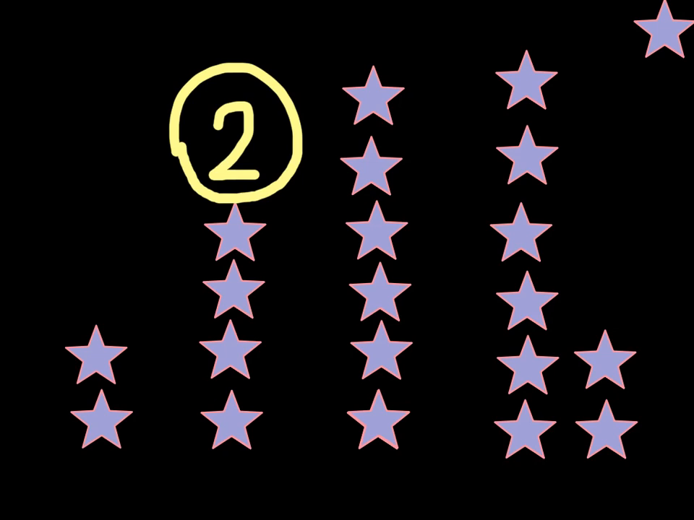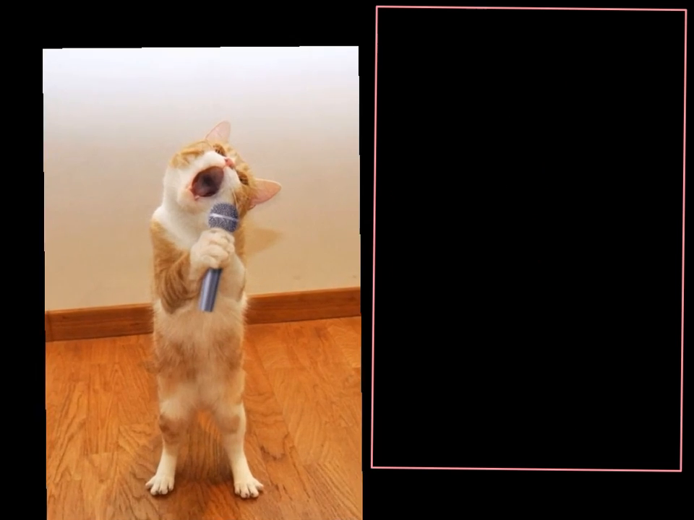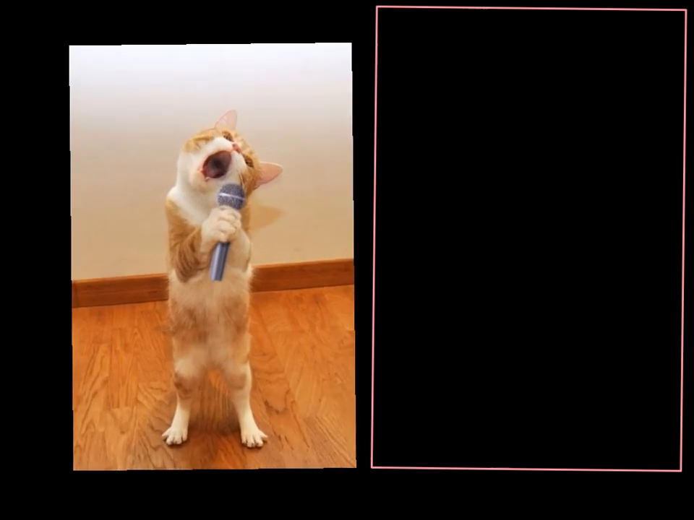Bit of a pattern happening there. Let me write down the total of each stack. Okay, so I started with 2, then I have 4, then I had 6, and now I have 8. Wow, looks like I'm counting in 2s. The rule is I am adding 2 stars each time. Another way of saying that is that my pattern or my pile is growing by 2 each time. Here's a song about growing patterns.